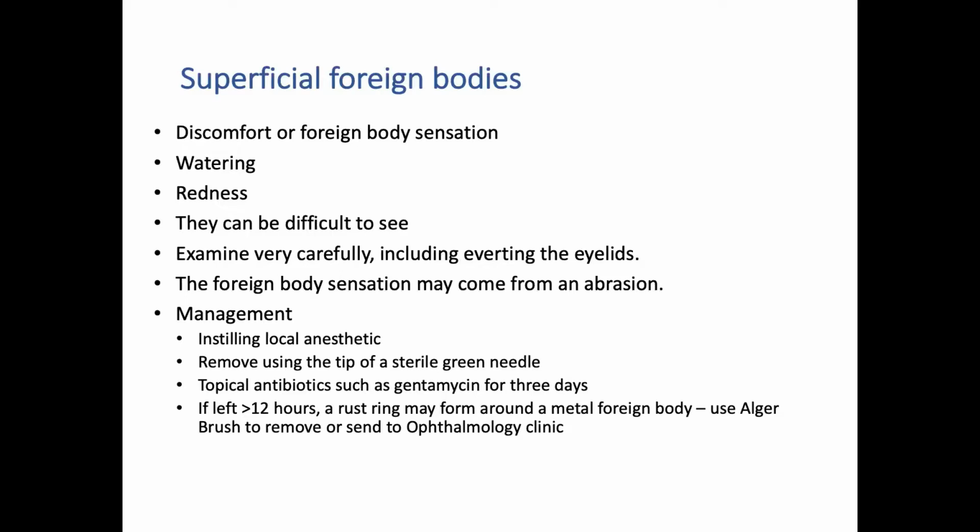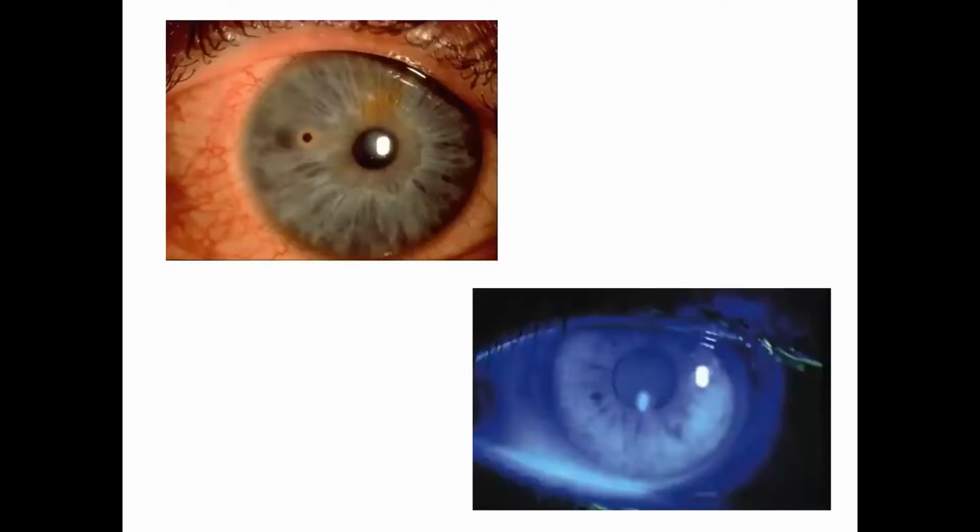If you see it, you can remove it with the tip of a green needle, or some use cotton on a stick, and topical antibiotics, usually gentamicin for 3 days, which is usually long enough for it to heal. If it's left for more than 12 hours, you usually get a rust ring, and you may use the algerbrush to remove it or send to the ophthalmology clinic.